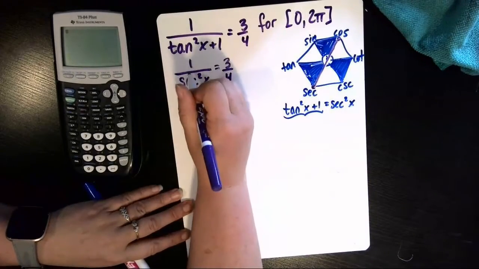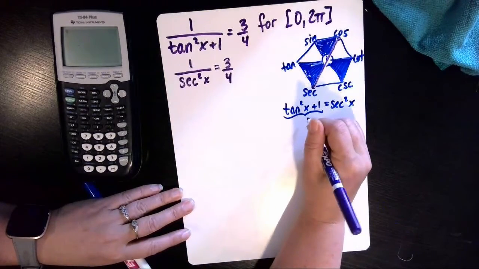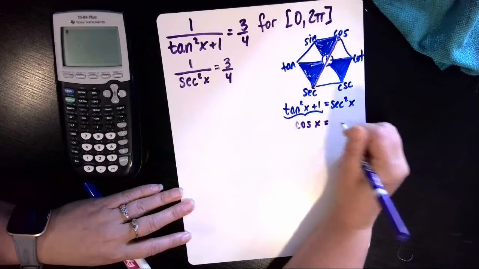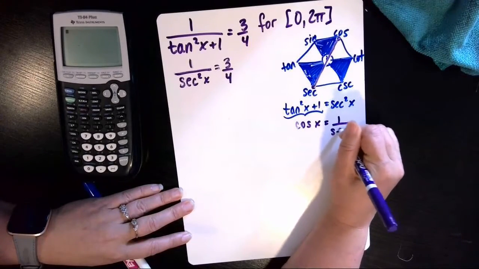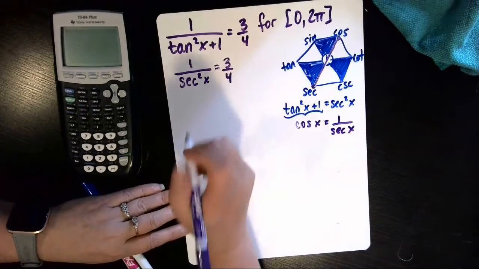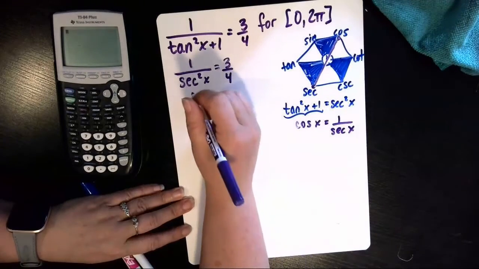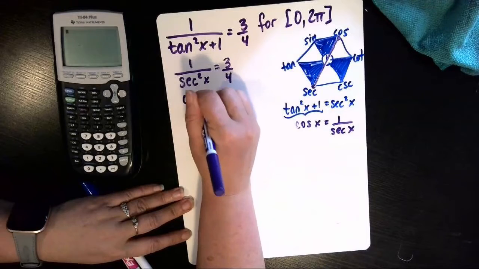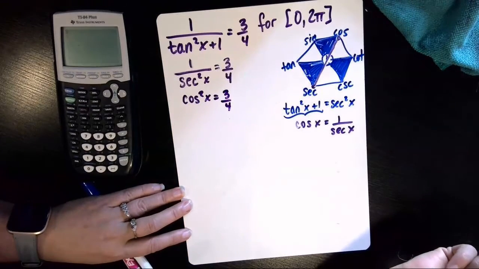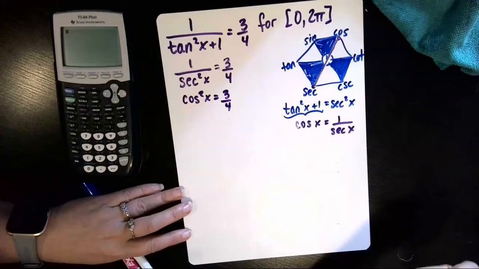Back to the equation here, we're going to use that reciprocal identity that tells us that the cosine of x is equal to 1 over the secant of x. We're going to use that in order to replace 1 over secant squared x with cosine squared x. And so cosine squared x is equal to 3/4.